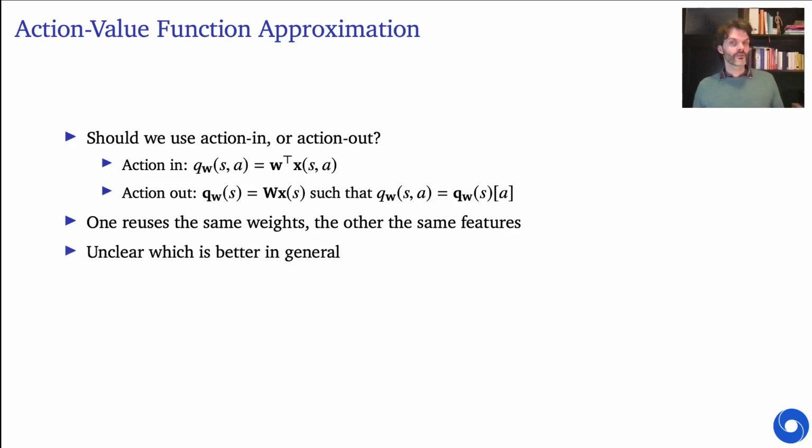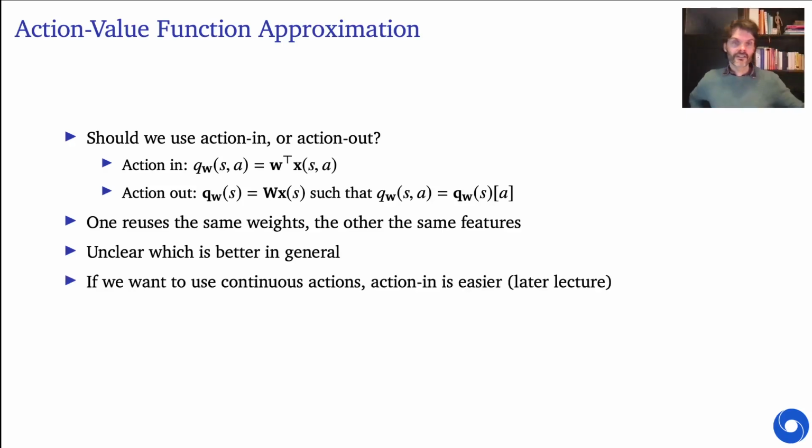It's unclear which one's better in general, but they do have certain other properties. For instance, if we have continuous actions, it does seem easier to have an action in approach, because you can't have an infinitely large matrix. So the action out approach seems much more troublesome if you have continuous actions. A different way you could deal with that is to parameterize your policy differently, and not have literally a separate value for every action. If you have infinite actions, that might be hard.